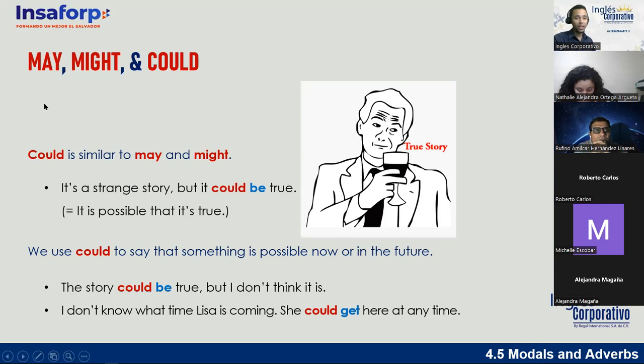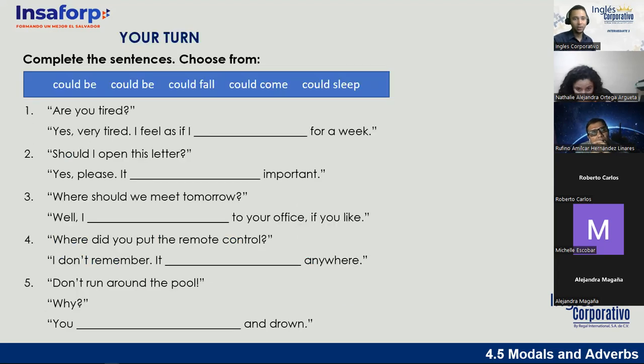So remember, may, might, and could are very, very close in meaning. Very, very close. They're basically the same. So what are we going to do right here?